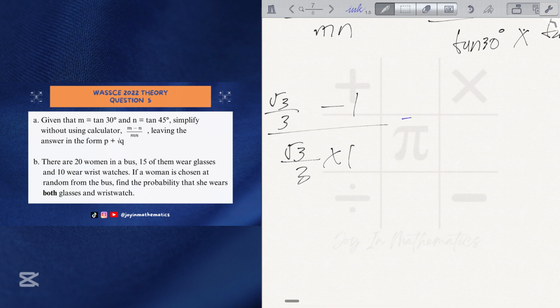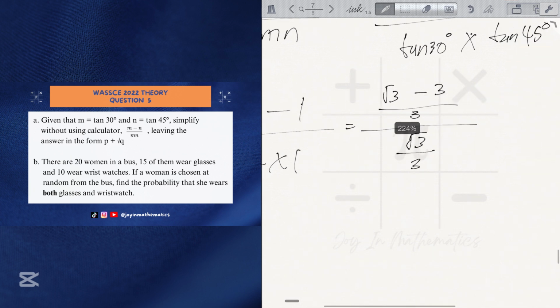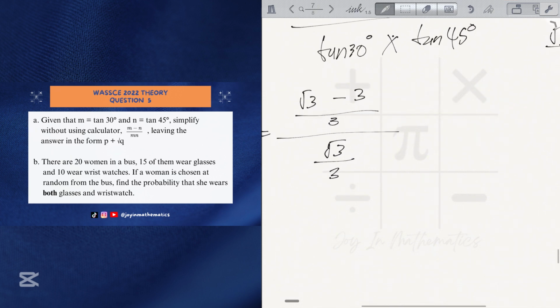So on the numerator side now, we'll have to find the LCM. So the LCM here will be equals to 3. Okay, and this will result into root 3 minus 3, because this is just 1, so 3 divided by 3 is equals to 1. In the same vein, when we multiply these out according to numerator and denominator, we will have root 3 as the numerator and 3 as the denominator. So we can proceed further and just rewrite this pattern and say it is root 3 minus 3 divided by 3 being divided by root 3 over 3.